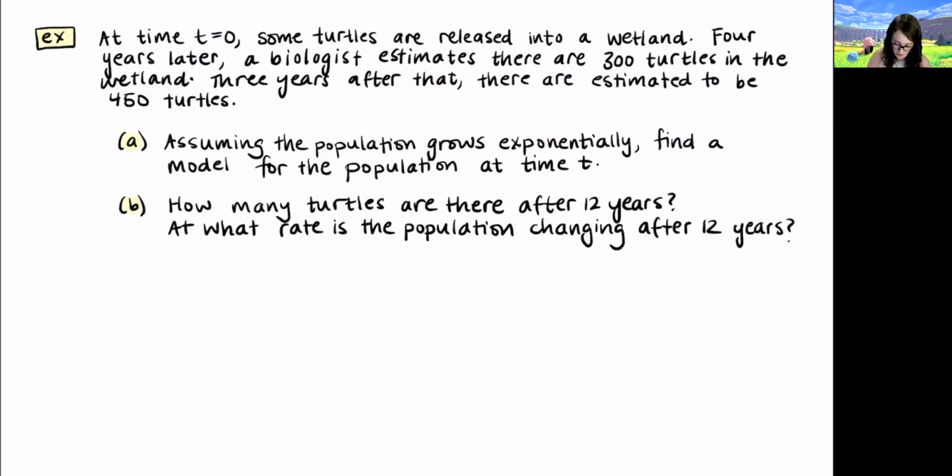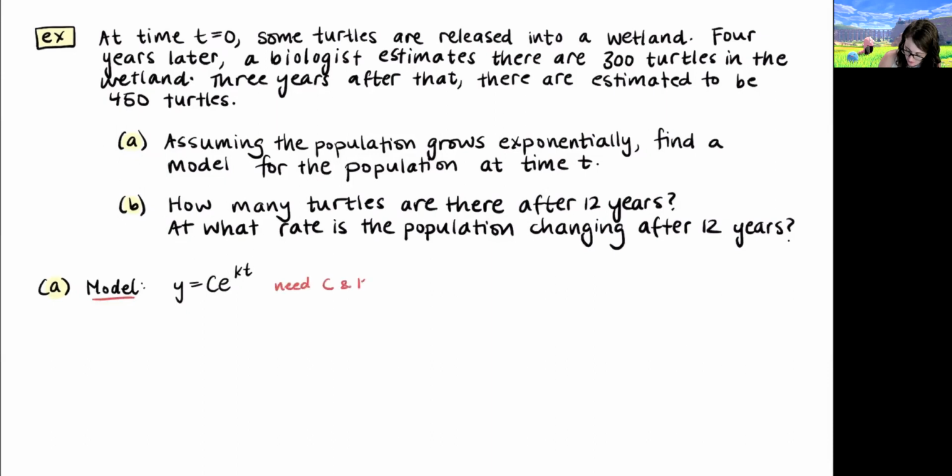Okay, so in part A, I really like pictures, graphs, and I really like connecting the two together. We know that the model, since it says exponential, is going to look like this: y equals C e to the kt. And the thing is that we need to find C and k. It's kind of like when we have y equals mx plus b and we need to find m and b. It's the same kind of idea.